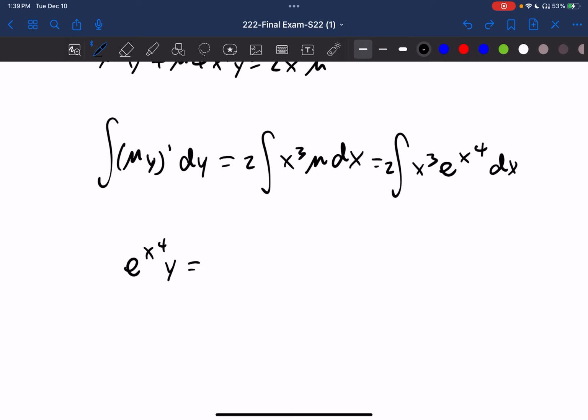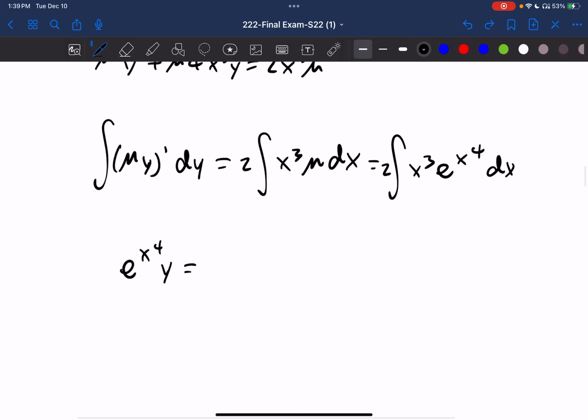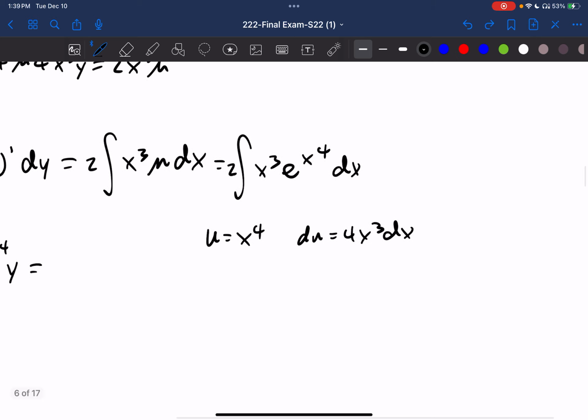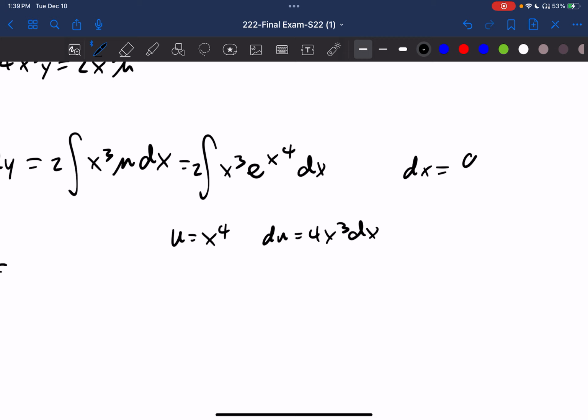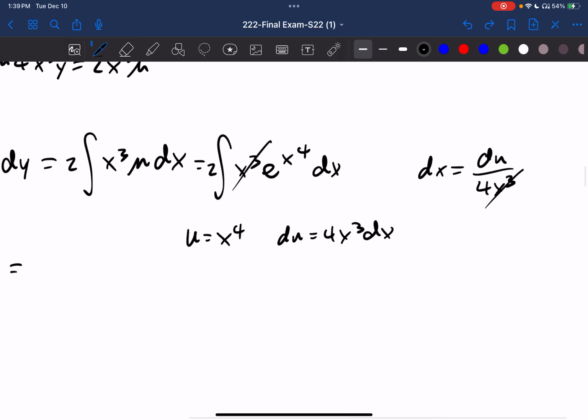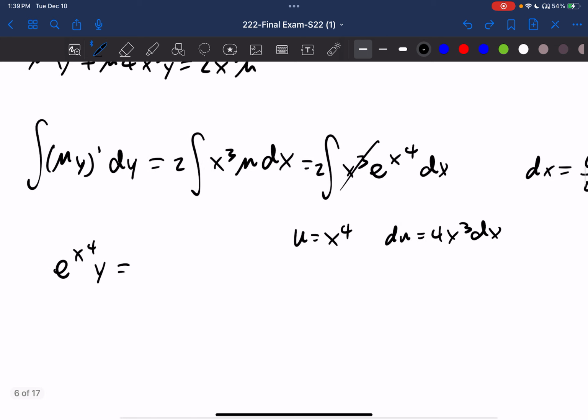So how do we solve this? Realize that x to the fourth power, if you take the derivative, is basically going to give x to the third power. So if we set u equal to x to the fourth power, du will be equal to 4x to the third power dx. Solving for dx, we divide on the other side, getting dx equal to du divided by 4x to the third power. Notice this x to the third power and this x to the third power will cancel. And bring this 4 in front, because it's a constant, we're going to get 2 over 4, which is 1/2.